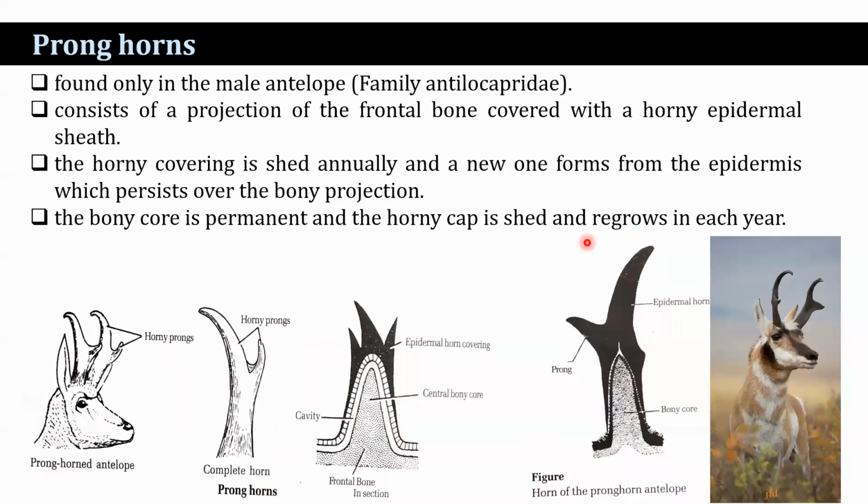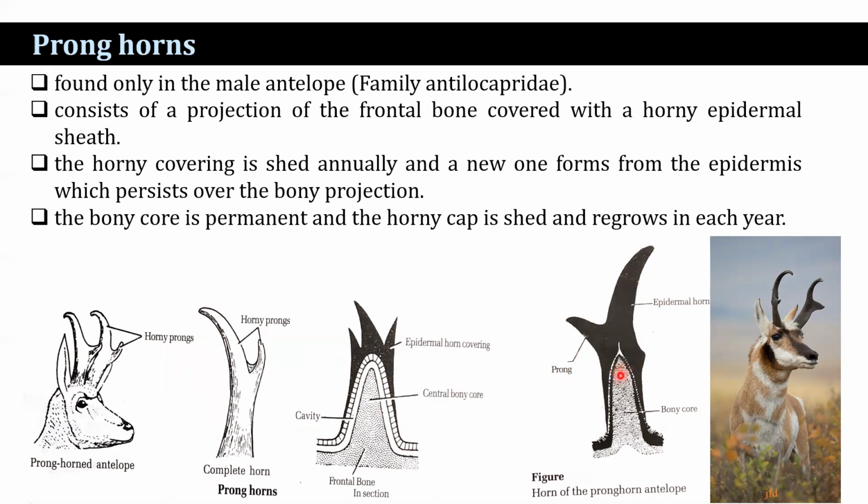Next one, pronghorns. The pronghorn is a unique type of horn, found only in the antelope family Antilocapridae, Antilocapra americana of the western United States. It consists of a projection of the frontal bone covered by an epidermal sheath. The sheath usually bears only one prong and the horny covering. This is the horny covering, a cap-like structure. Annually, a new one forms from the epidermis, which persists over the bony projections.